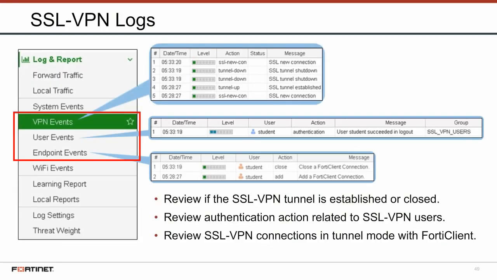You can also review SSL VPN logs. Selecting VPN events shows when there is a new connection request and if the SSL VPN tunnel is established and closed. Selecting user events provides the authentication action related to SSL VPN users. Selecting endpoint events shows when users establish or close an SSL VPN in tunnel mode using FortiClient.